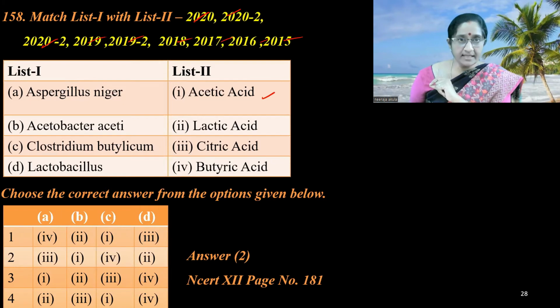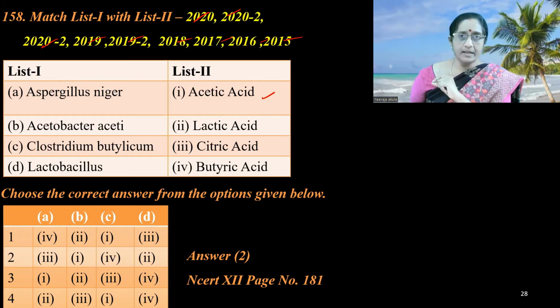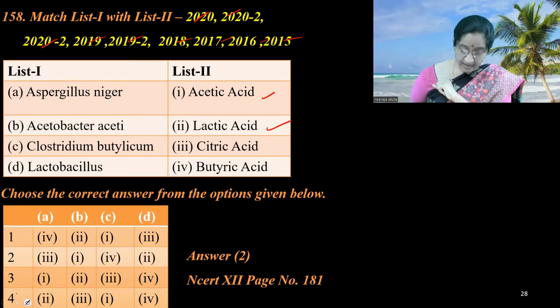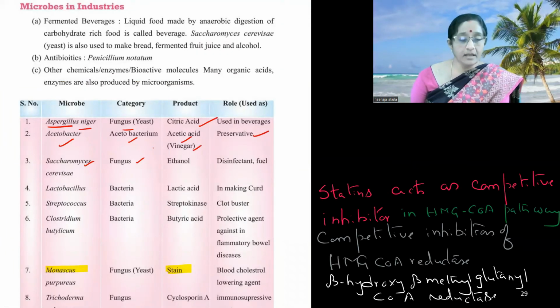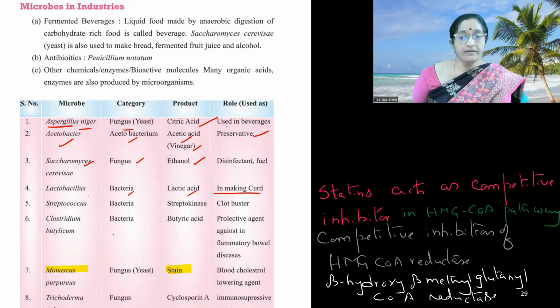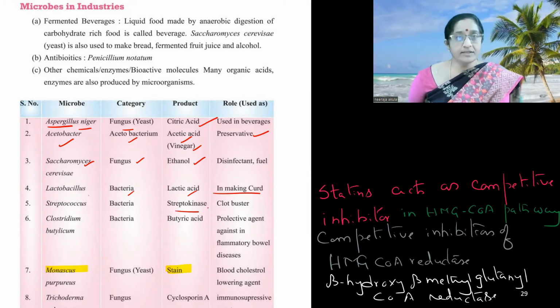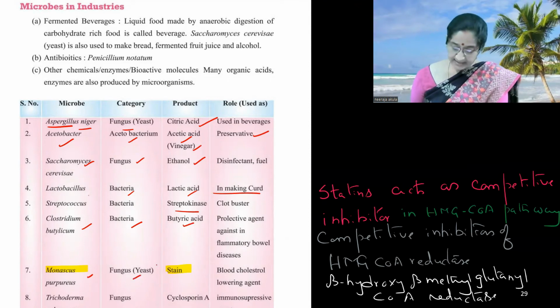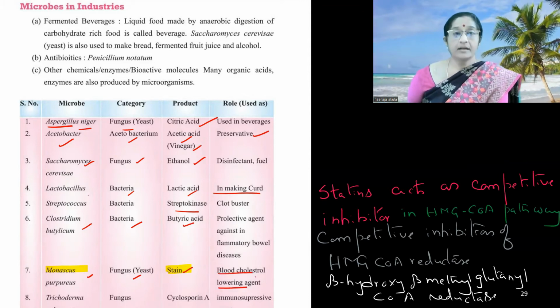Industrial production of butyric acid can be done by using Clostridium botulinum. Lactobacillus vulgaricus is used for the production of lactic acid. And if we come to some more examples, Saccharomyces is a yeast, a fungus, which is used in the production of ethanol. Streptococcus, a bacterium, is involved in the production of streptokinase enzyme, which is used as a clot buster. Monascus purpureus is a fungus from which statins are produced, which is used in the lowering of the blood cholesterol.